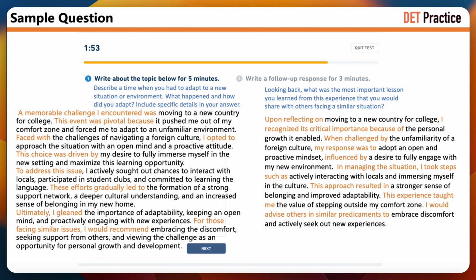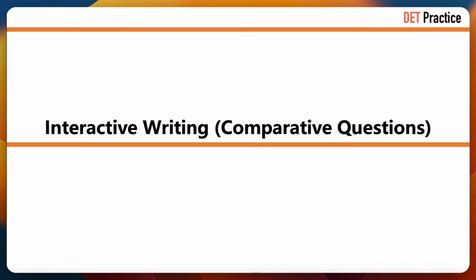The use of these templates helps ensure that the responses are coherent, detailed, and reflective, which are key qualities in high-scoring DT essays. That concludes our explanation of descriptive questions. Next, let's move on to the final section, which covers how to answer comparative questions. First, let's look at the template sentences for answering these questions.